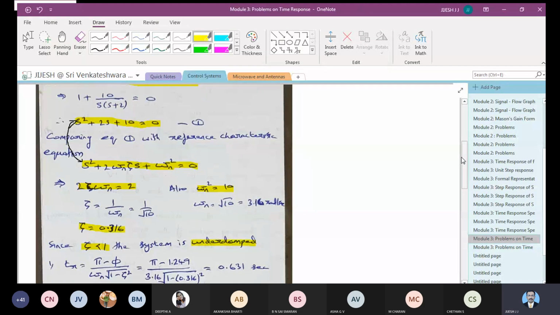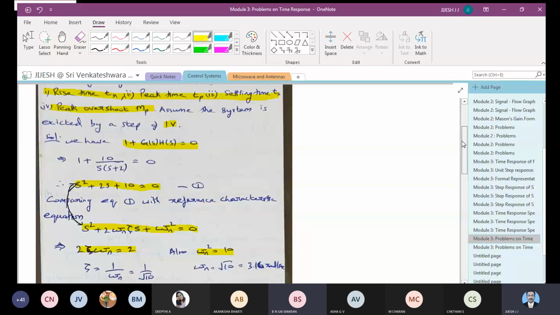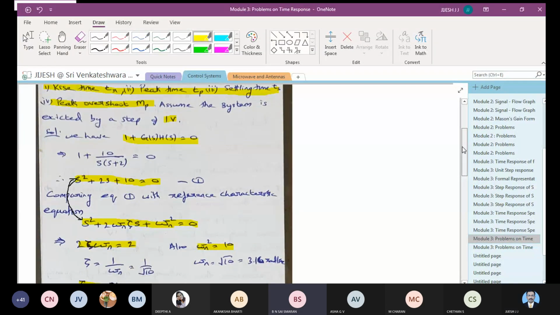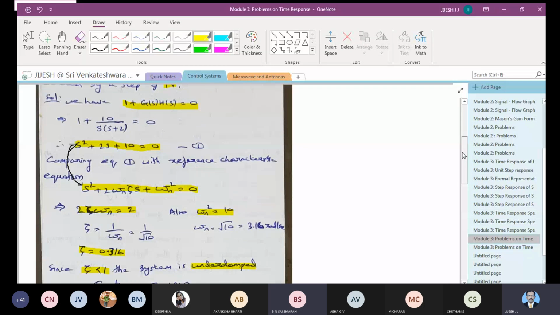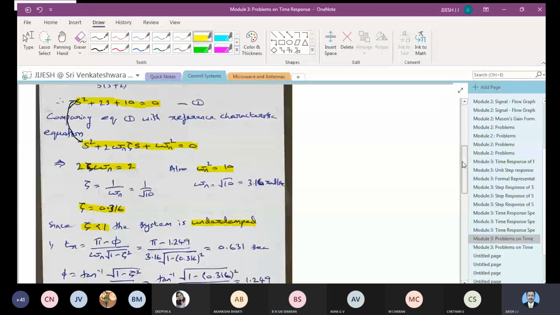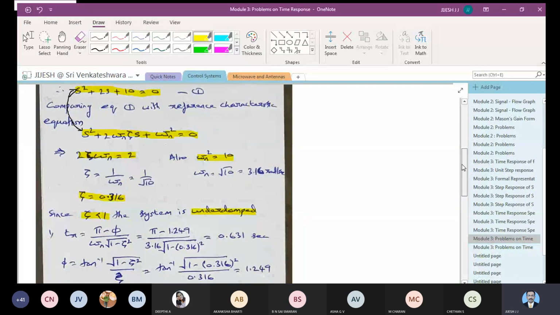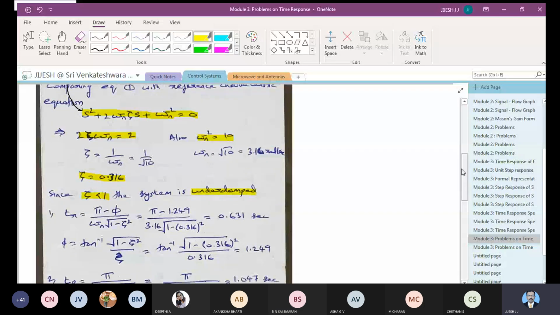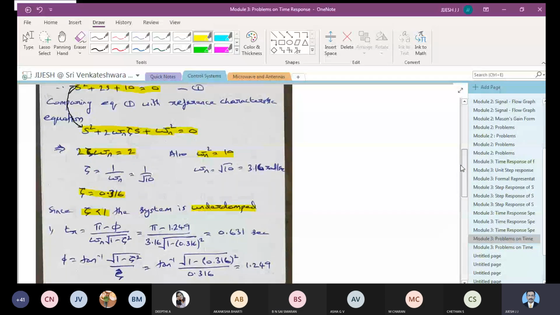So once you complete TR, what is the next one to do? Peak time. Yes, peak time is 1.046 seconds. 1.047 seconds. Yes. Correct answer. So all of you do this. First one, all of you complete. You'll get 0.631 seconds. And the second one also you do that. Simultaneously, you can use the equations and find out the rest of the terms as well.